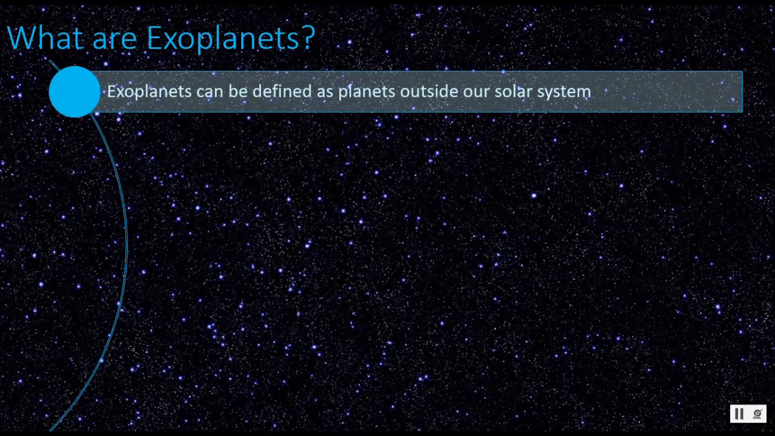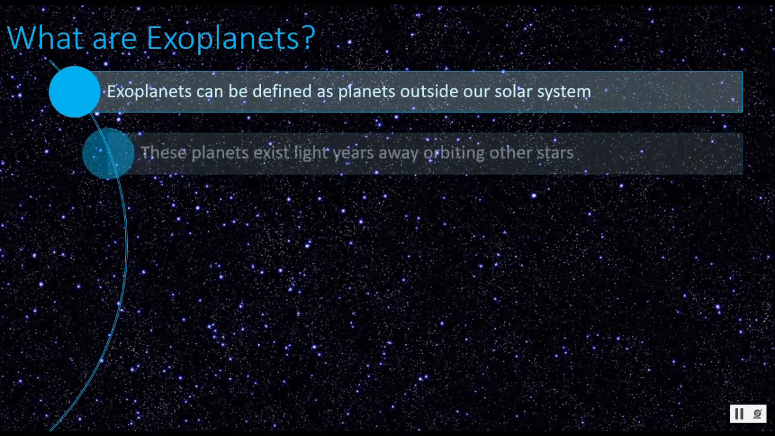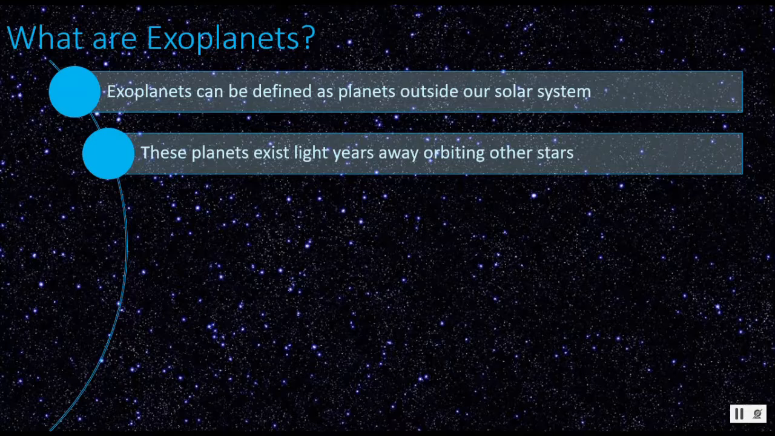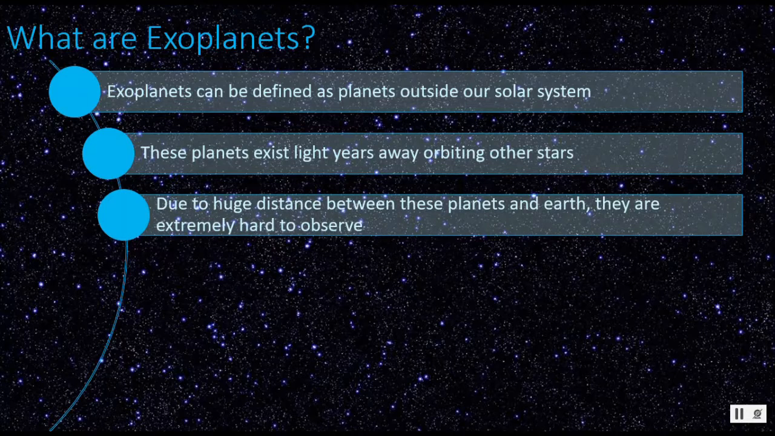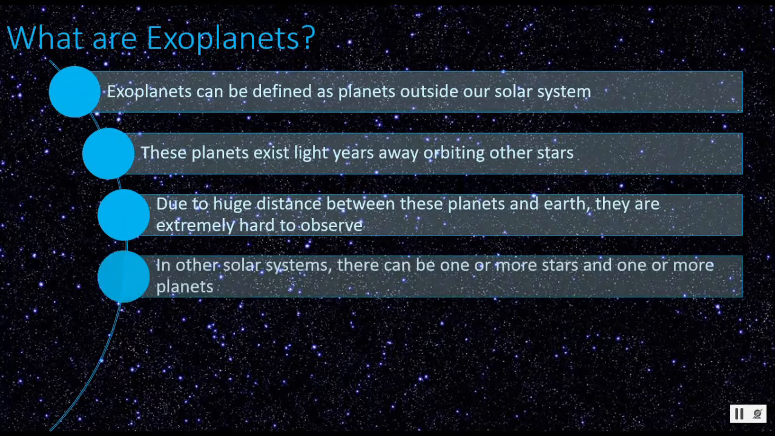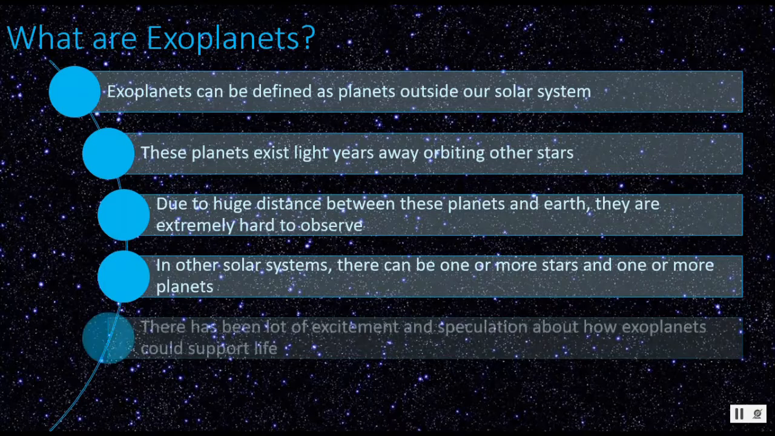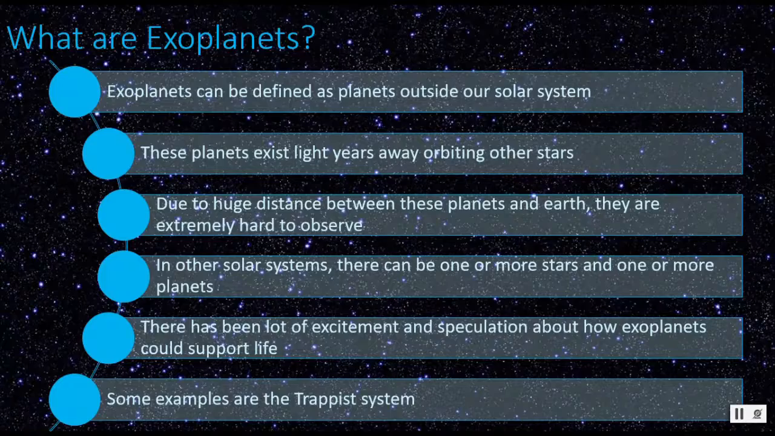Next, let's see what exoplanets are. Exoplanets can be defined as planets outside our solar system. There has been a lot of excitement and speculation about how exoplanets could support life. Some examples are the TRAPPIST system.